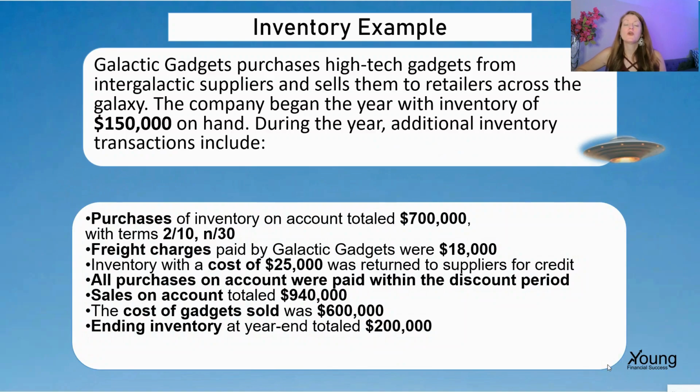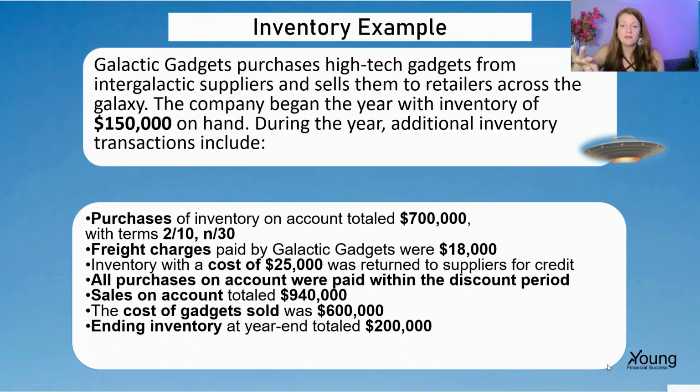Freight charges were $18,000, so they had to pay it. Inventory with a cost of $25,000 was returned to the supplier for credit. All purchases on the account were paid within the discount period. Sales on account totaled $940,000. The cost of gadgets sold was $600,000. Ending inventory at year-end totaled $200,000.